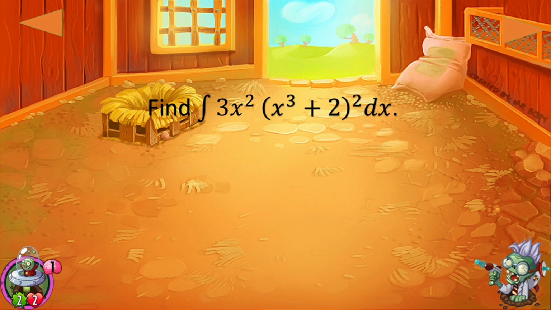Now here are the choices. Let me read the choices twice. A, 1/3 times (x cubed plus 2) raised to the power of 4. B, 1/3 times (x cubed plus 2) raised to the power of 3. C, 1/3 times (x squared plus 2) raised to the power of 4. Or last, D, 1/3 times (x squared plus 2) raised to the power of 3.